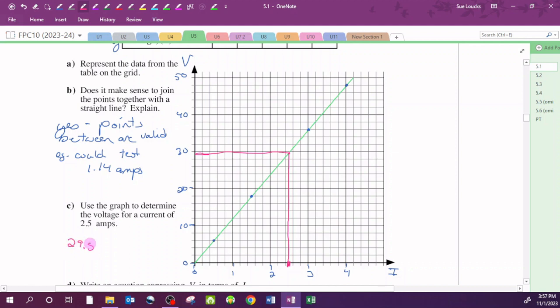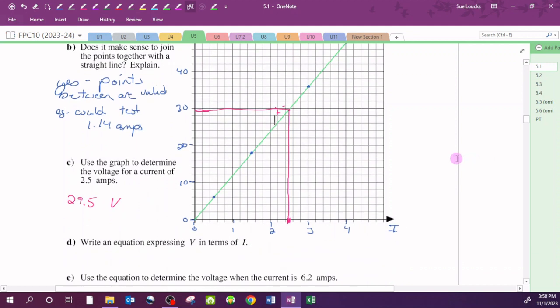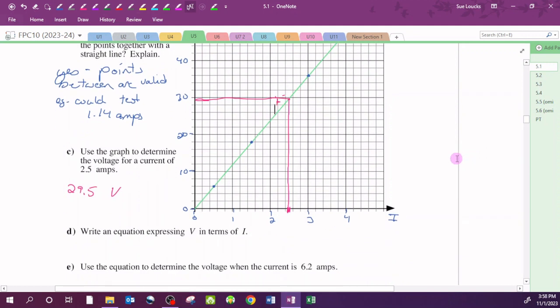Anyway, I'm going to say that that's 29.5 volts. Because it's not quite 30, but it's more than 29, because 29 would be like halfway in here. Like 29 would be here. It's a little bit higher than that. You're not usually going to get a perfect answer off of your graph. That's just the truth. Sometimes you can, like in this example here.